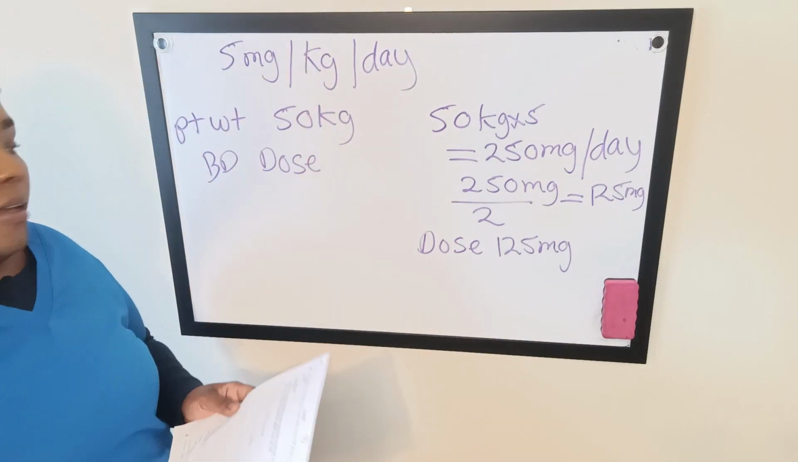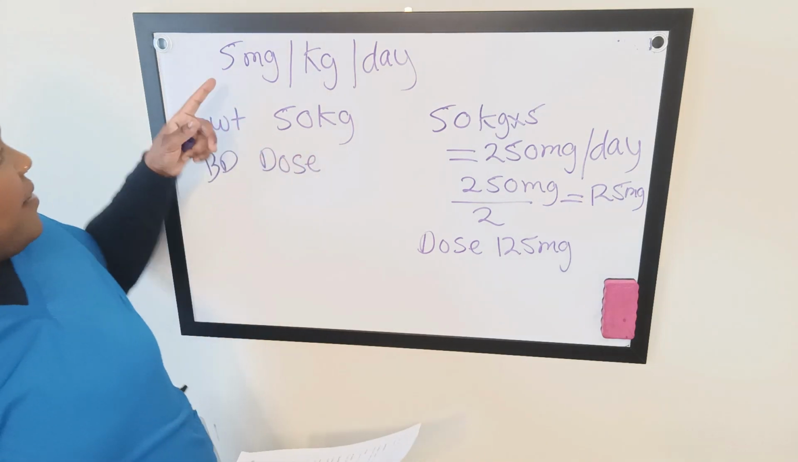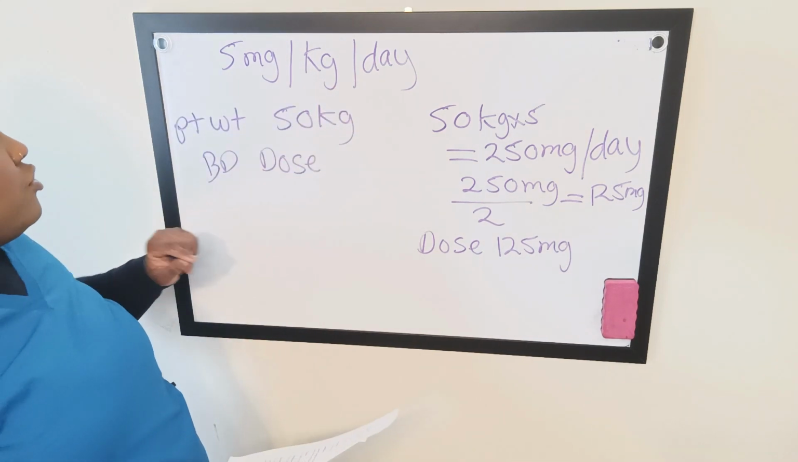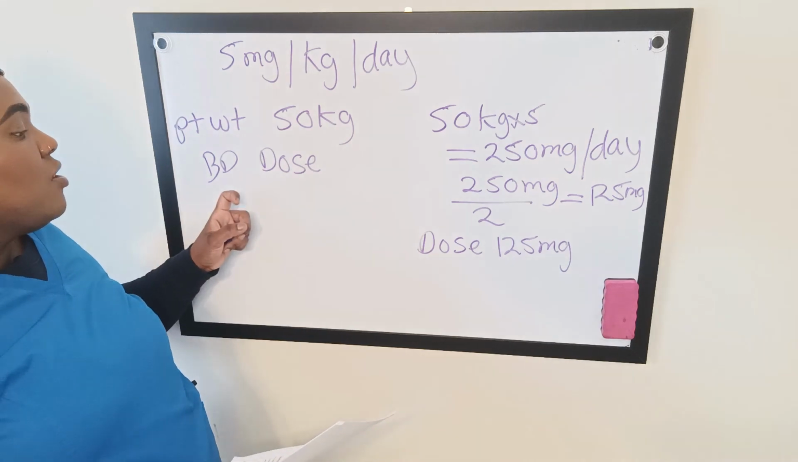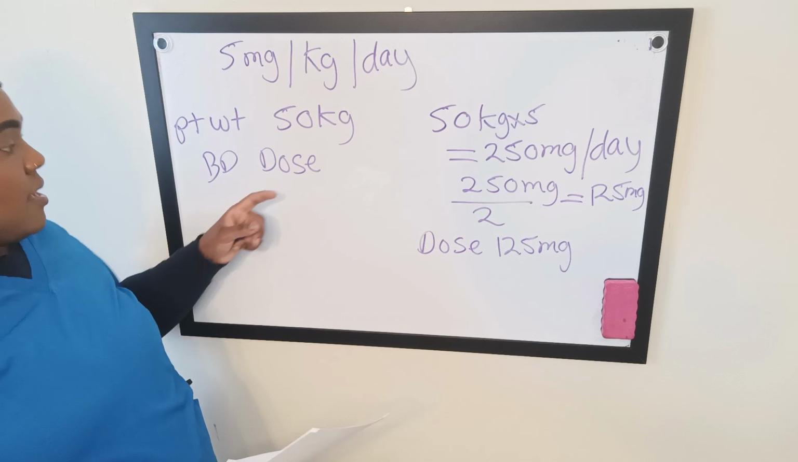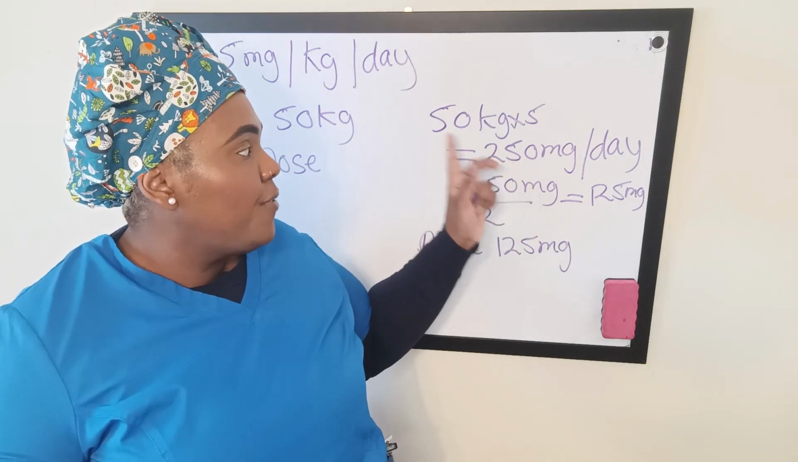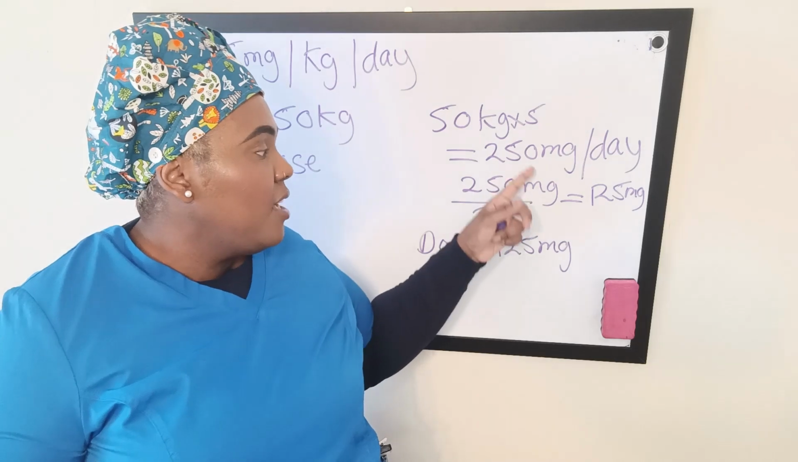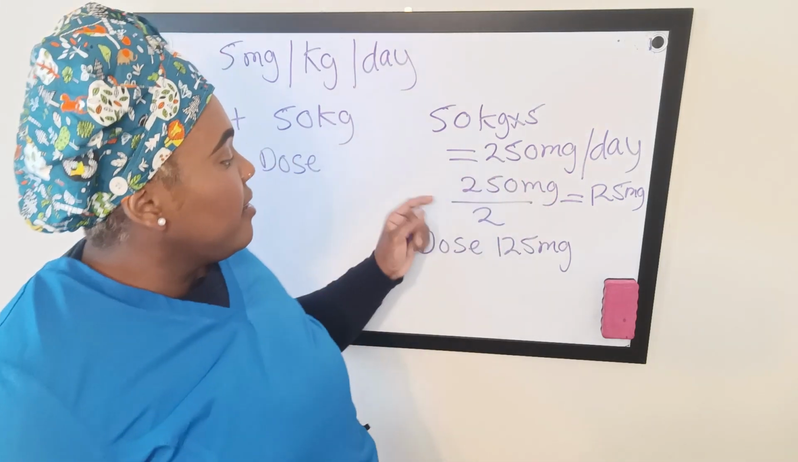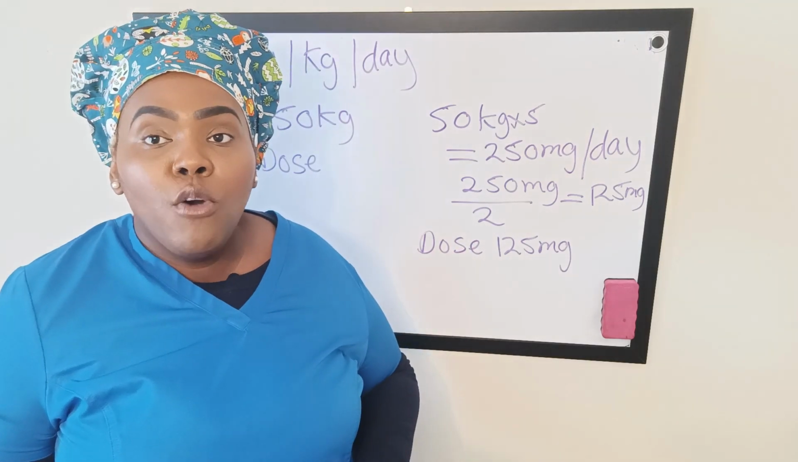Okay? So the patient's weight was 50 kgs. The order was to give the patient 5 milligrams per kg per day. We wanted to know how much was 1 dose, because the patient gets 2 doses a day. So we need to find out how much they were getting in total for the day, which was 50 kgs multiplied by 5, which gives you 250 milligrams. And you divide that by 2, and you will find out how much the patient was getting for 1 dose.